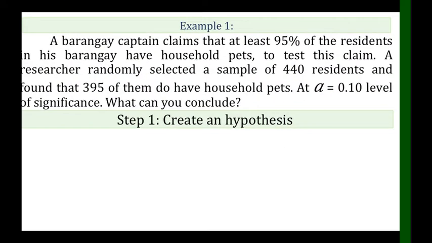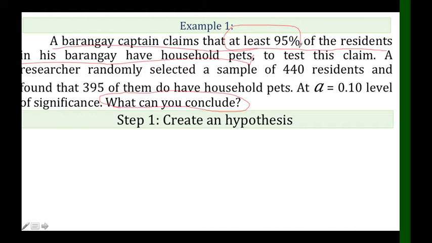So we will do the stepwise method. For step 1, we need to create the hypothesis. Now, first, find the question. The question is what can you conclude? The question is not complete, therefore we need to find the claim. And the claim is the barangay captain claims that at least 95% of the residents in his barangay have household pets. So the words at least will be our clue if this statement will be put rather in the null hypothesis or alternative hypothesis.